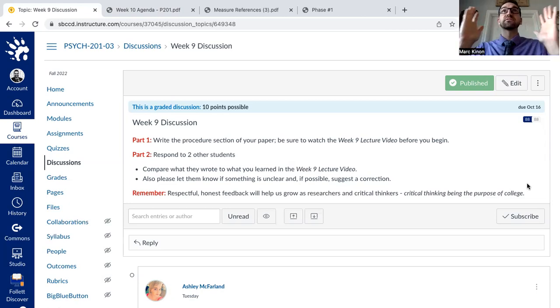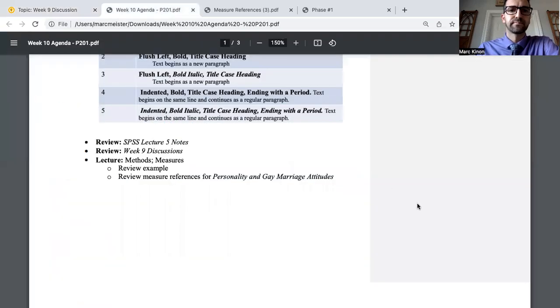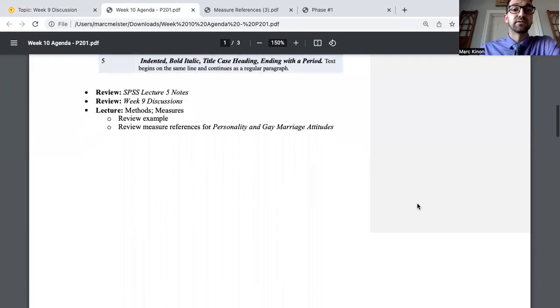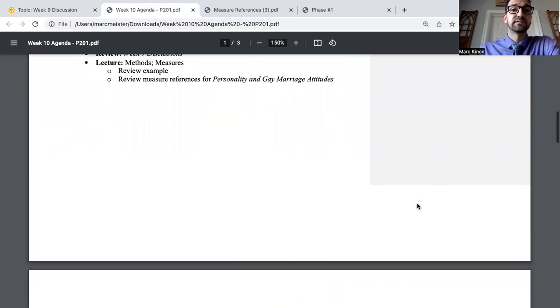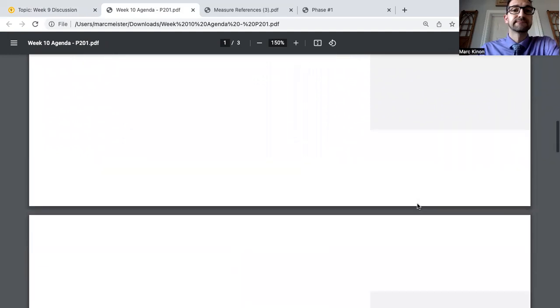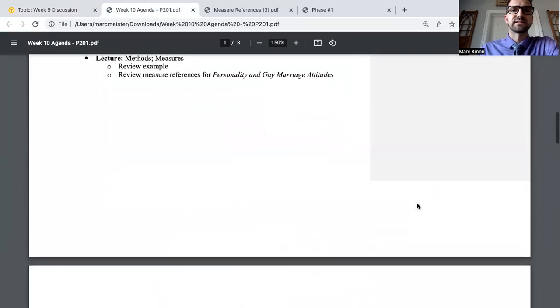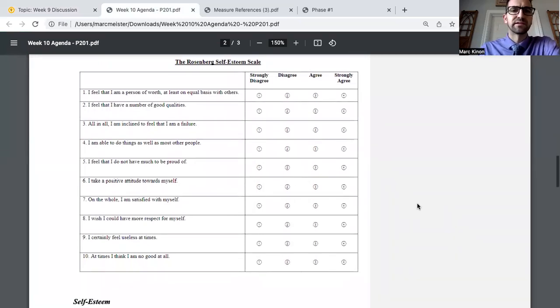For the methods, for the results, for the discussion, for the tables and figures, this is all about personality and gay marriage attitudes. Okay. So let's take a look at the method section, or the measure section of the method section. Okay, we're going to review an example, and then I'm going to show you some references related to some of these measures that you may or may not be using.